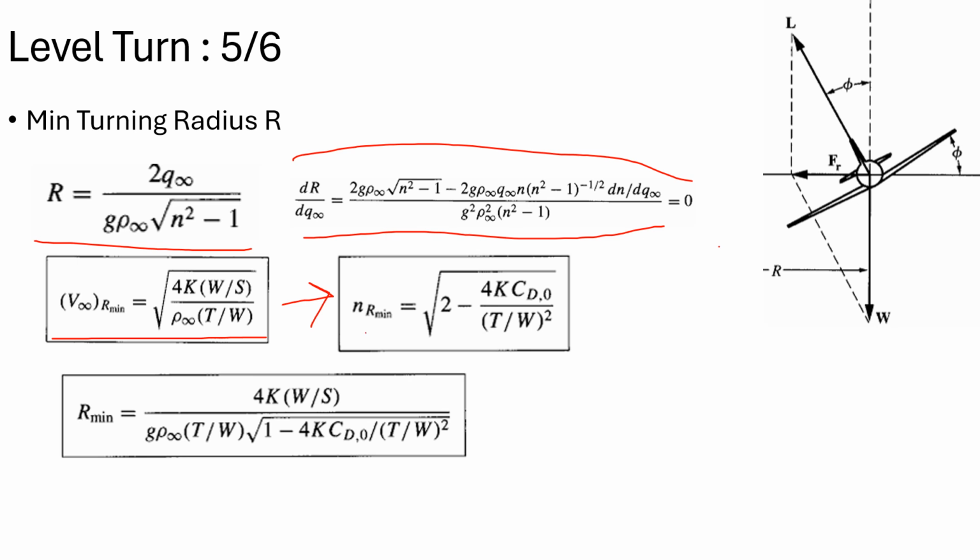And putting this n in our equation gives us the minimum radius. The minimum turning radius is 4k times wing loading divided by g times rho infinity times (T over W) under root, 1 minus 4k CD naught times thrust to weight ratio squared.